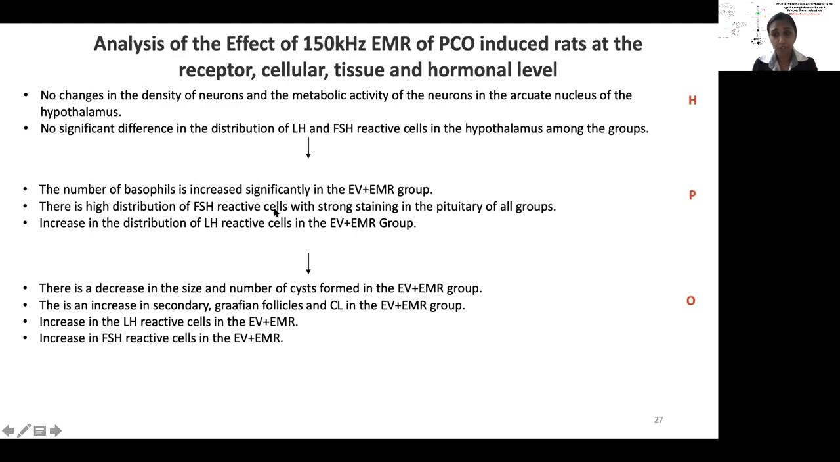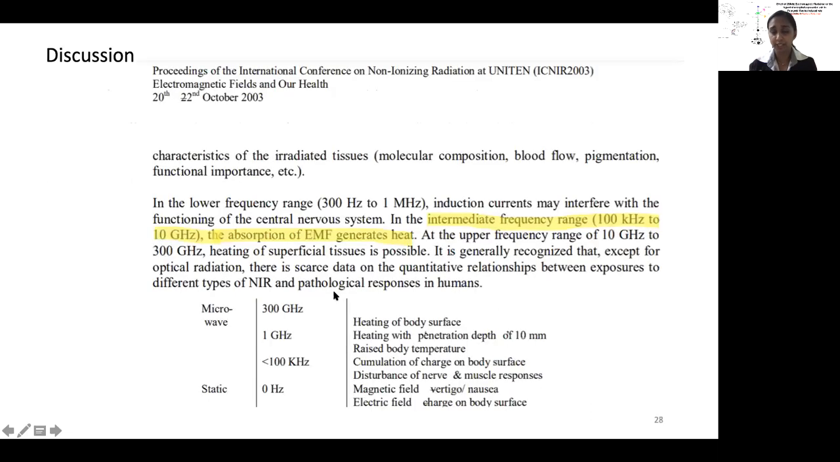There was a high distribution of FSH reactive cells among all the groups in the pituitary, and there was an increase in the distribution of LH reactive cells in the estradiol valerate group exposed to electromagnetic radiation. In the ovary, which was reported prior as well in a publication, there was a decrease in the size and number of cysts formed in the estradiol valerate and EMR group, and an increase in the secondary Graafian follicles and corpus luteum in the estradiol valerate and EMR group. We also saw an increase in the LH reactive cells and an increase in the FSH reactive cells in the ovary. So this was really good.